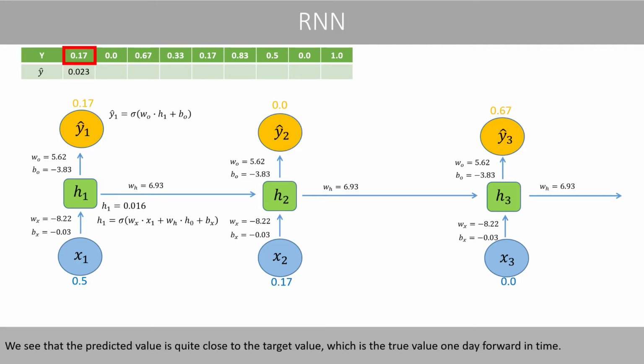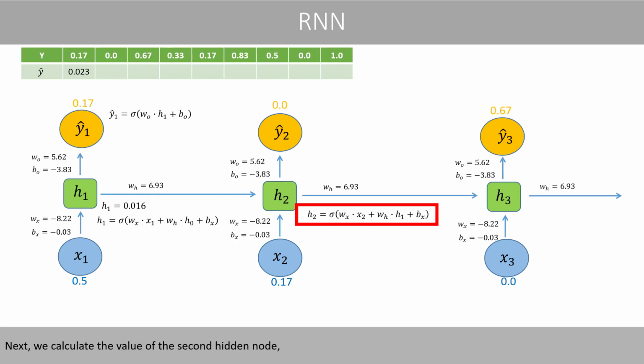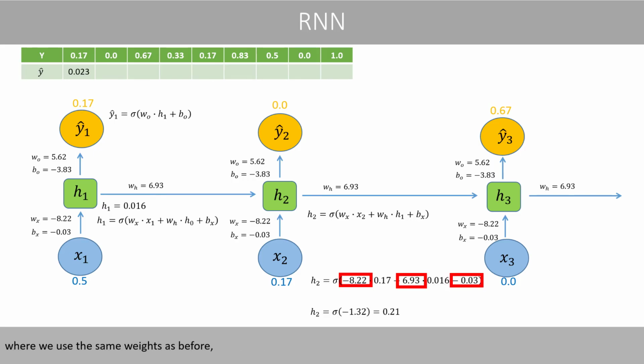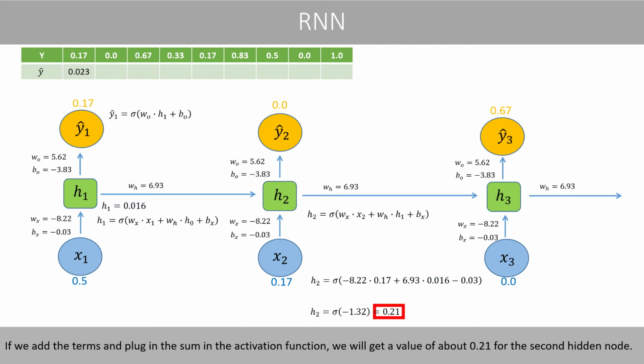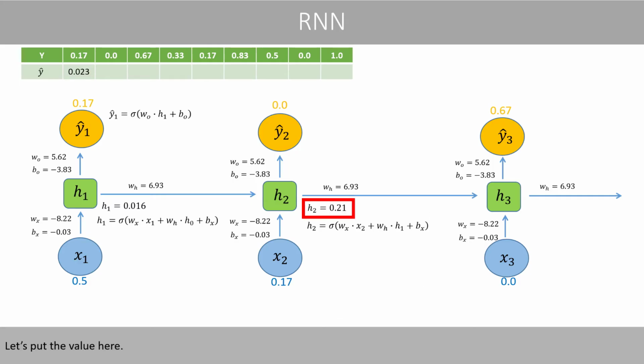We see that the predicted value is quite close to the target value, which is the true value one day forward in time. Next, we calculate the value of the second hidden node, where we use the same weights as before, the value of the second input node, and the value of the previous hidden node. If we add the terms and plug the sum into the activation function, we'll get the value of about 0.21 for the second hidden node. Let's put that value here.